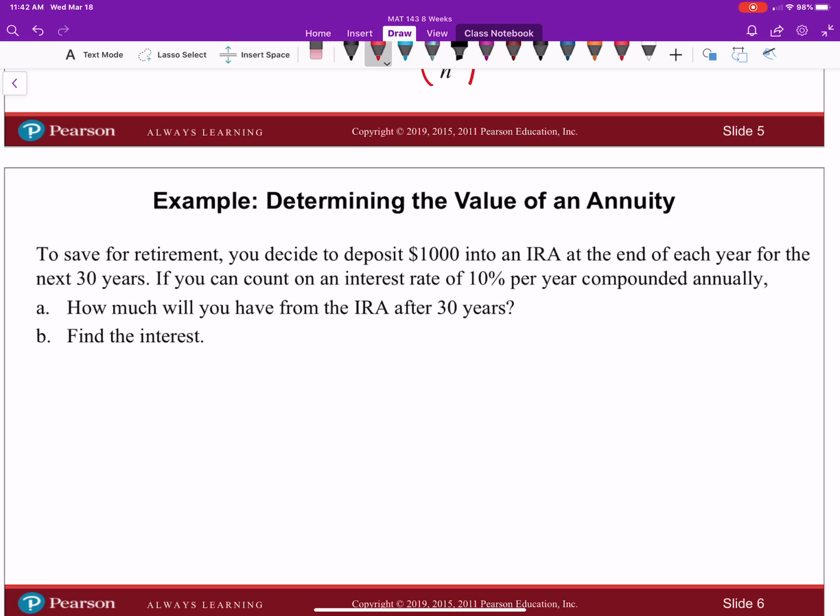So now we want to do what? We want to go ahead and put what we have. Remember the formula is A is equal to P times (1 plus R over N) raised to the NT, minus 1, close your parentheses, all over R over N.